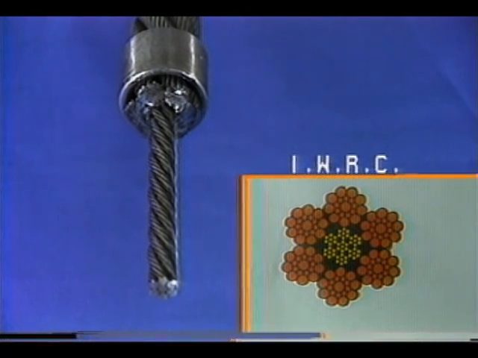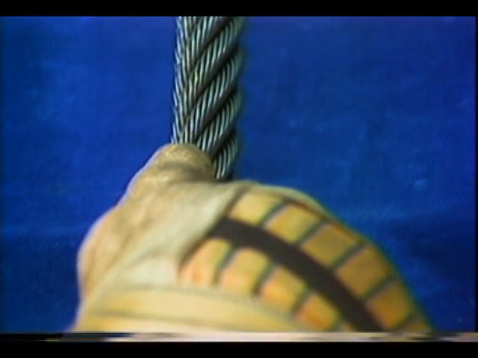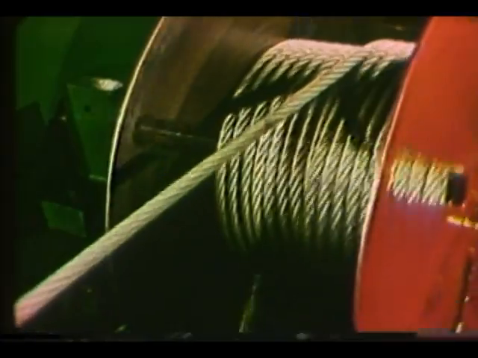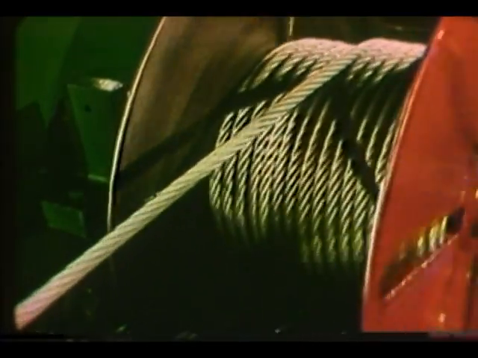IWRC stands for Independent Wire Rope Core. FC, or fiber cores, are also used. Right regular lay indicates that the wires in the strands twist to the left, while the strands themselves twist to the right. The construction of wire rope determines many of its properties.